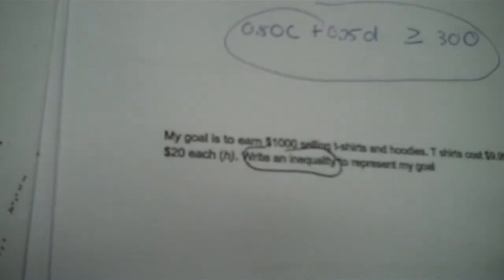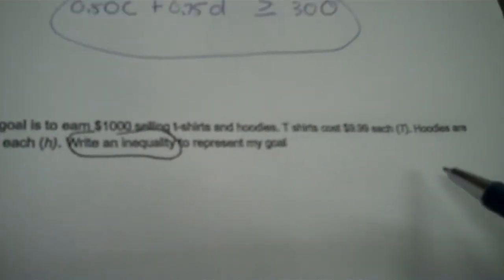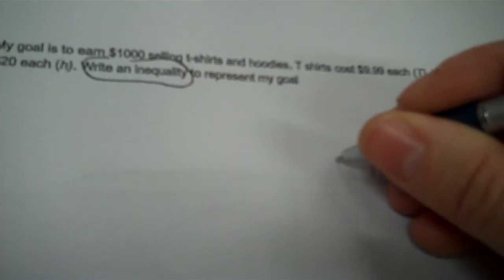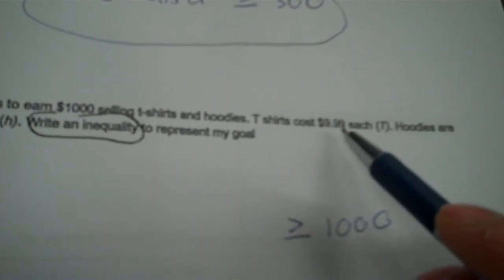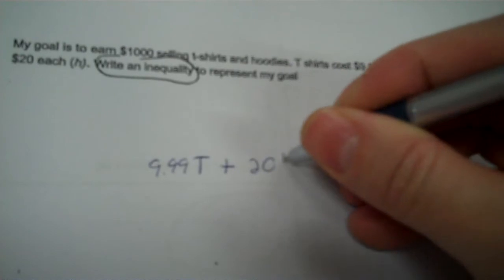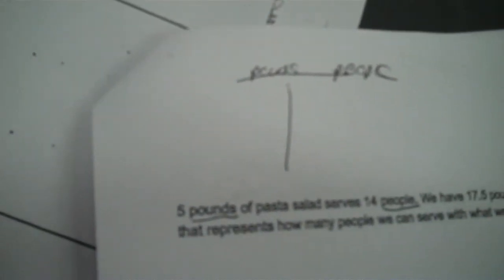My goal is to earn $1,000 selling t-shirts and hoodies. T-shirts cost $9.99 each. Hoodies are $20 each. H. Write an inequality to represent my goal. Once again, goals are meant to be exceeded, so you go greater than or equal to. So how am I going to get to my goal? I'm going to be selling the t-shirts for $9.99, T, plus the hoodies for $20, H. That's all you do.